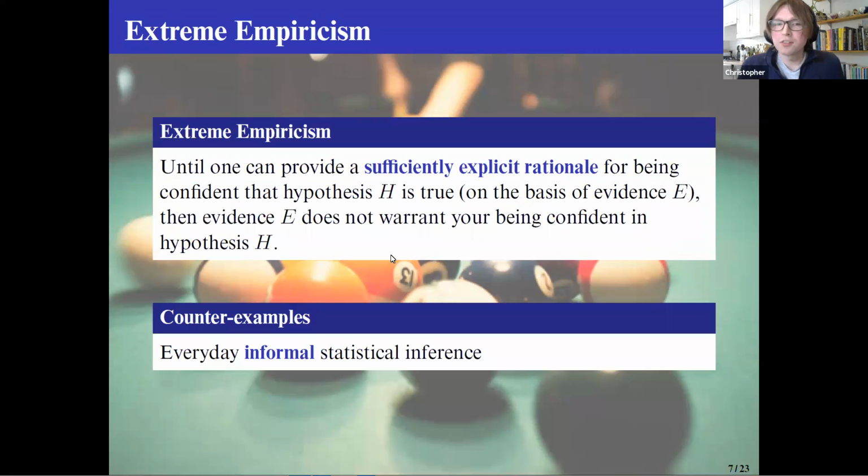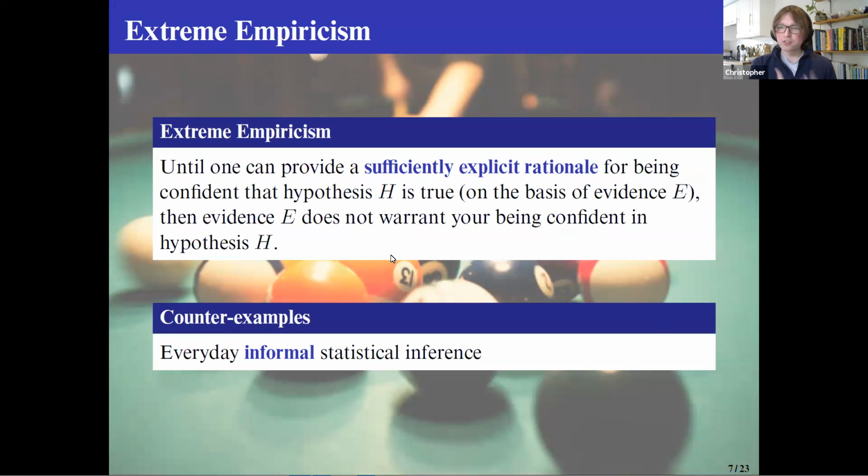So that's rationales. With that notion of a rationale in mind, you can introduce a rather extreme version, I would say, of empiricism. This says, until you can provide a sufficiently explicit rationale for being confident in your conclusion, your evidence does not warrant your being confident in that conclusion. The idea is that if you can't make sufficiently explicit your warrant for the conclusion, then you're being irresponsible, and so you're not really warranted at all in drawing that conclusion.